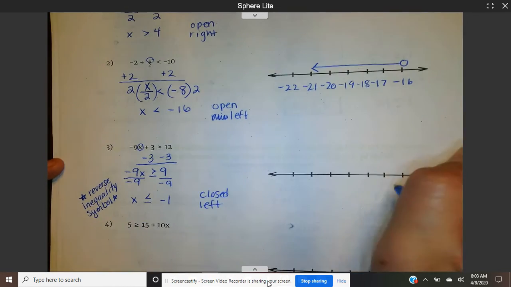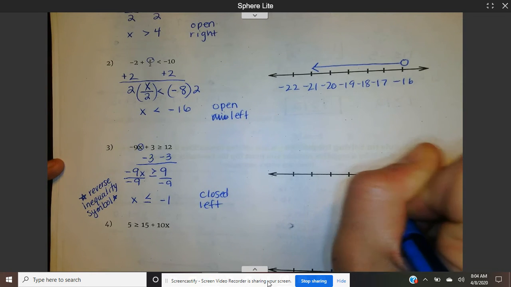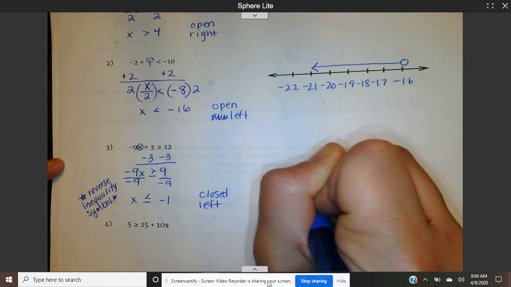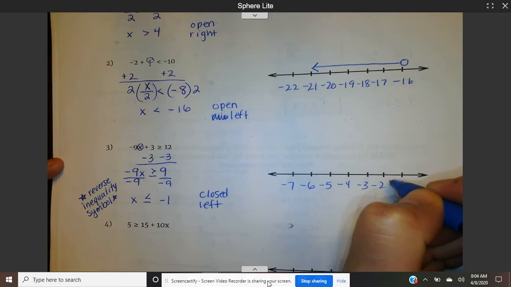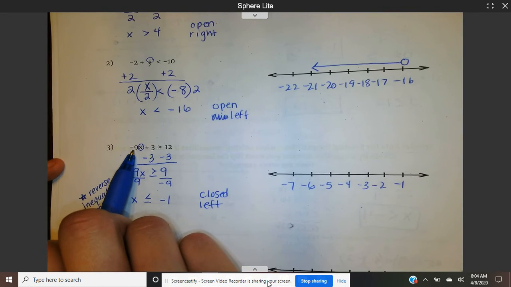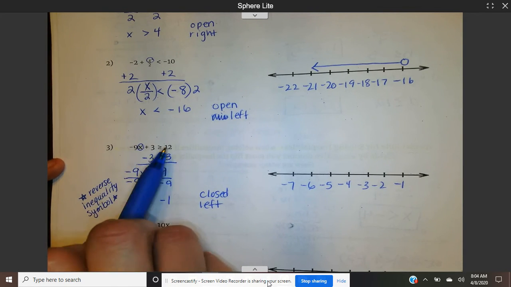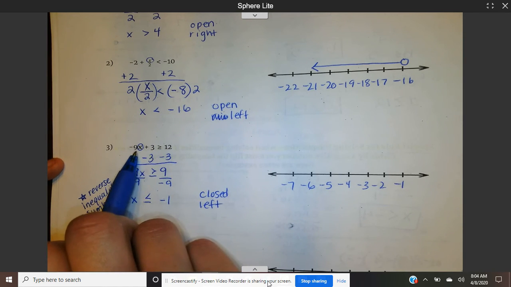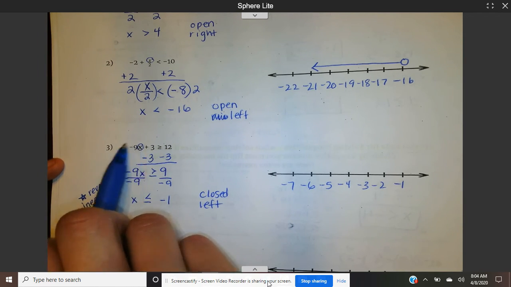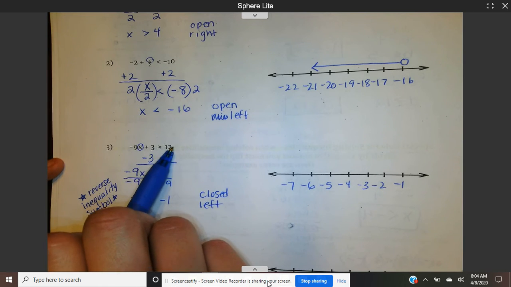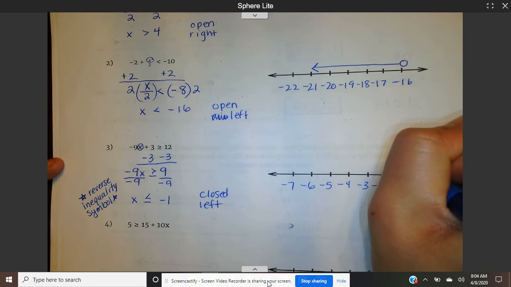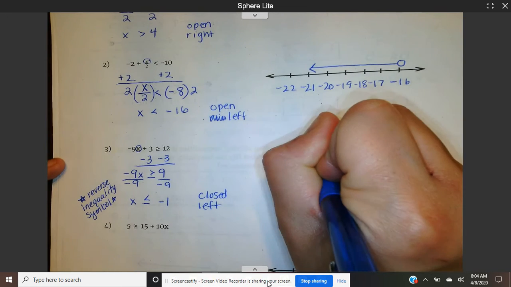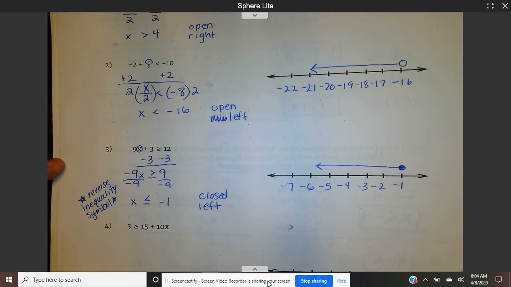And to the left. So 1, 2, 4, 5. And that makes sense because this is a negative. And we need this whole thing to be greater than or equal to 12. So we need this to be a negative number to make this back to positive. That's the only way we're going to get it to be bigger than 12. So that does make sense. So it's filled in and to the left.